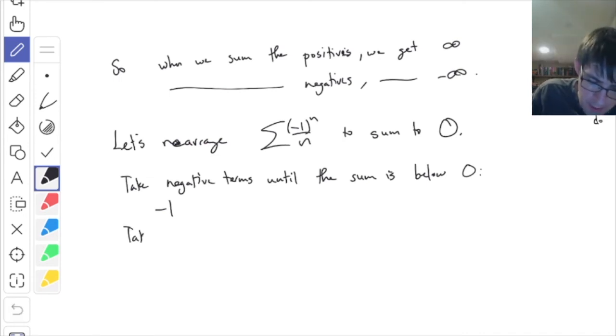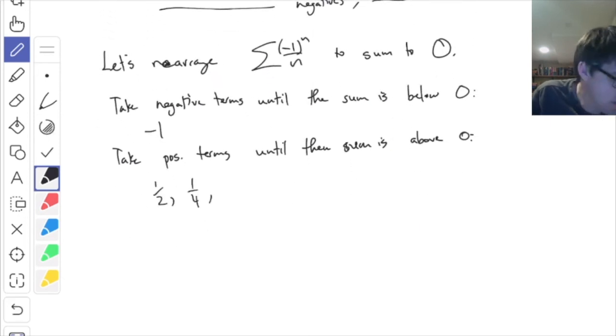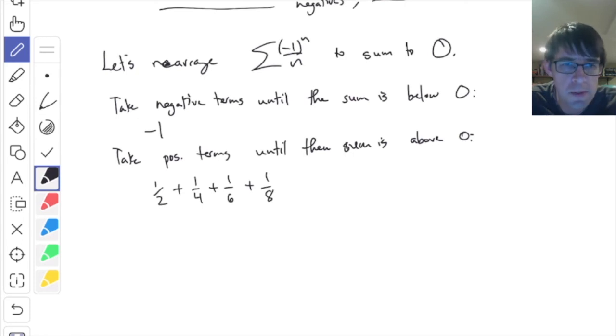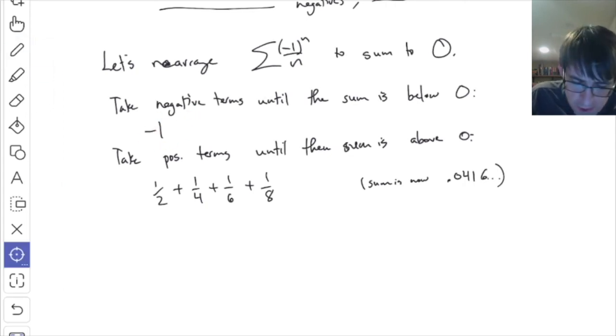And then we take positive terms until the sum is above 0. So I take -1 first, and then I take 1/2 and 1/4. I'm adding these into the sum, so I'll write it this way: 1/2 plus 1/4 plus 1/6 plus 1/8. I did a little calculating on my own when I was putting these numbers together. It turns out if you add these up, 1/2 plus 1/4 plus 1/6, 1/8, the sum is now 0.0416, etc. You start with -1, which is negative, and keep adding positive terms until eventually it goes above 0. This is how many it takes. When you add only to 1/6, it's still negative, but if you add another 1/8, the sum becomes positive.